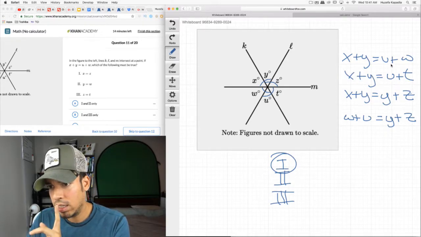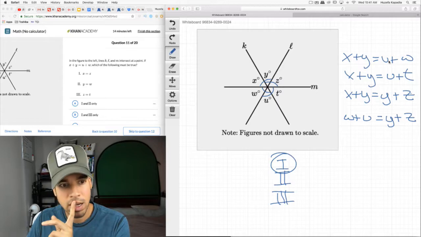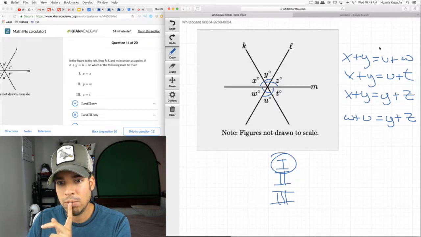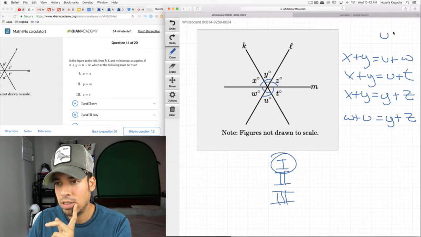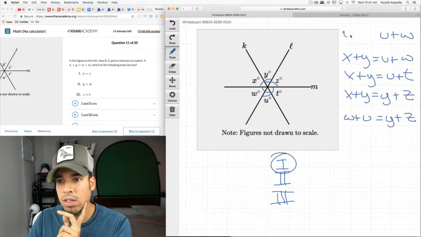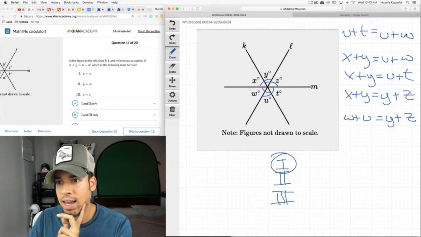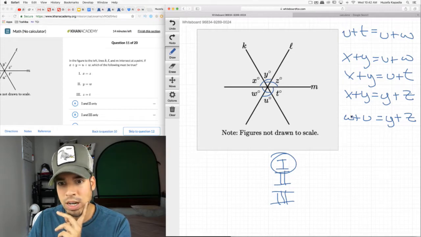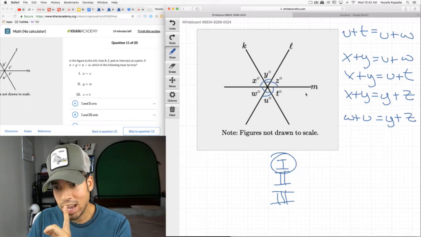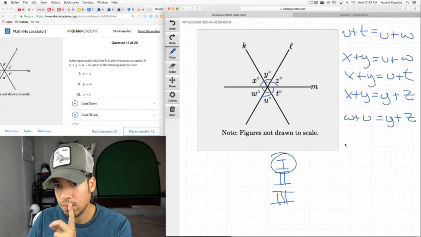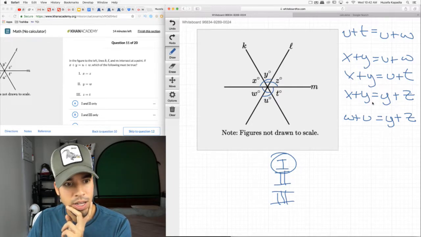Okay, I get it. We need to get the same variable somehow on both sides. So u plus w equals u plus t. We know that. Therefore, w equals t, but that's not one of the options. This is kind of a hard question. x plus y, no, we already did that one. So x plus y equals y plus z. That's how we know x equals z.